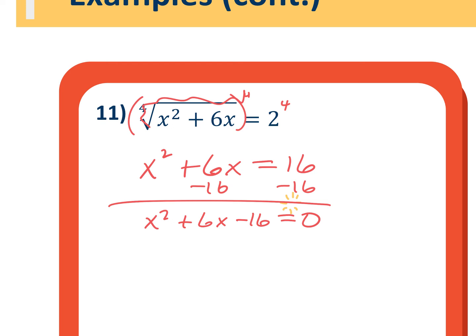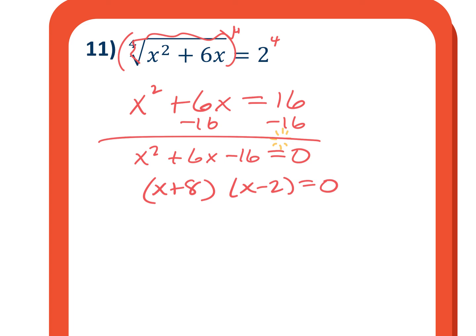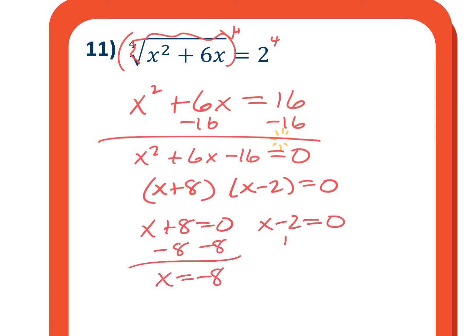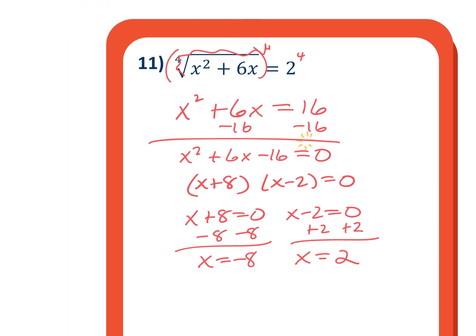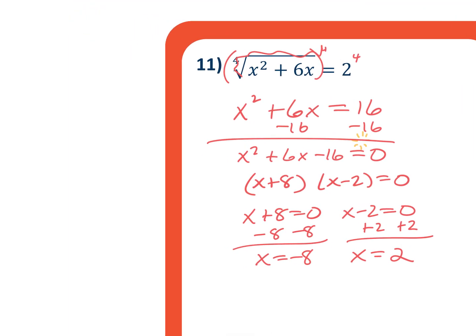Factors of negative 16 that, when I combine them, give me positive 6, and that's going to be positive 8 and negative 2. Set each of the factors equal to 0. Subtract 8. X equals negative 8. X equals positive 2. So again, I got to check it. See if they both work or if one works or if neither works.